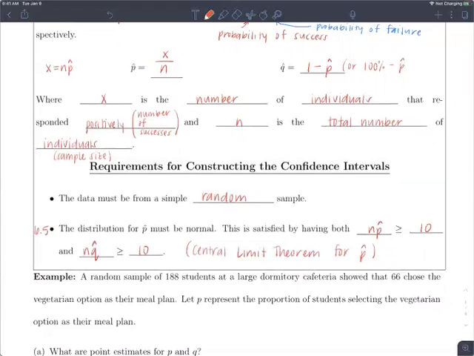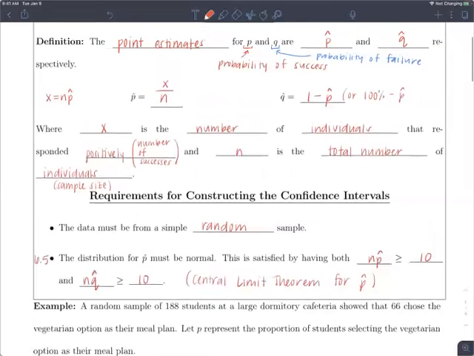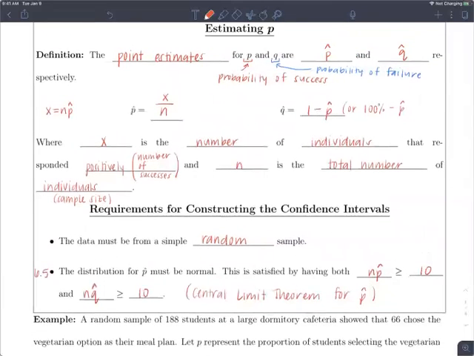And so this basically means that at least 10 people responded positively and at least 10 people responded negatively, right? And then, so yeah, are there any questions about just the definitions and the requirements and stuff like that?